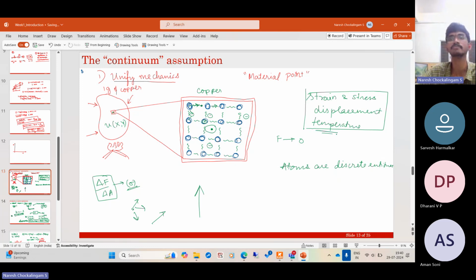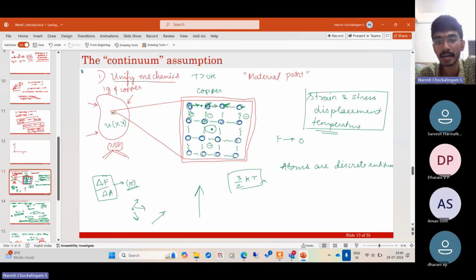Similarly, temperature. Classically, temperature is a measure of the average kinetic energy of atoms. At any temperature T greater than 0 Kelvin, atoms keep vibrating at some frequency, and because of that vibration you have heat transfer. The average kinetic energy of these vibrating atoms is, I hope, some 3/2 Boltzmann constant times T. I may be wrong, but I know it is proportional to T. But that is for a collection of atoms, right? What does it mean to define temperature at a point?